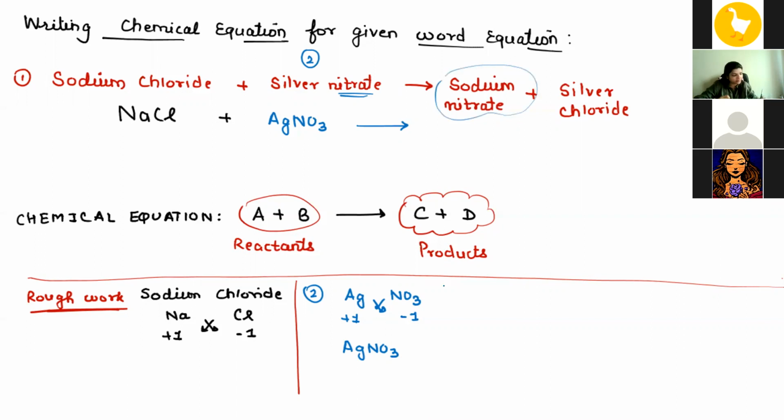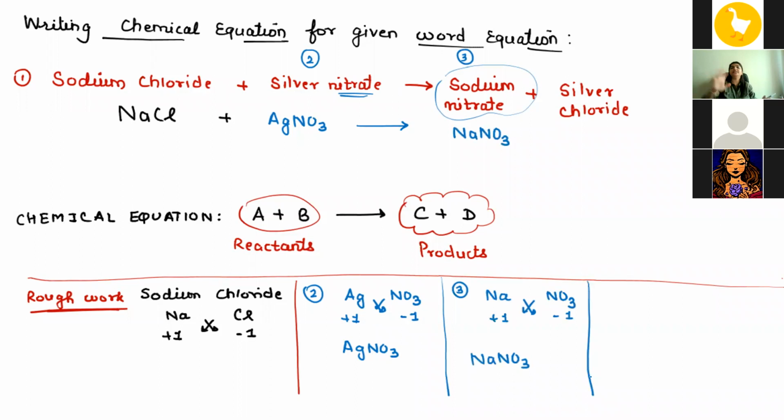Sodium nitrate. So once again, sodium is Na. So this is the third one. Sodium is Na, nitrate is NO3. Sodium is +1, NO3 is -1, crisscross, NaNO3. So this is NaNO3.